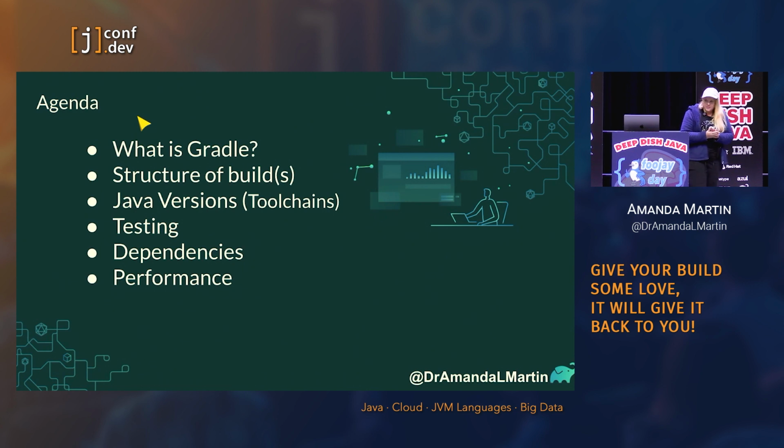So the agenda for today is we're gonna go over what is Gradle, the structure of builds, and then we're gonna get into some details that I think are really useful for that software engineer. And that's the Java versions, testing a little bit, dependencies, which you guys have heard a lot about already, and then the big one is performance. What can you do to your build to make it perform better?